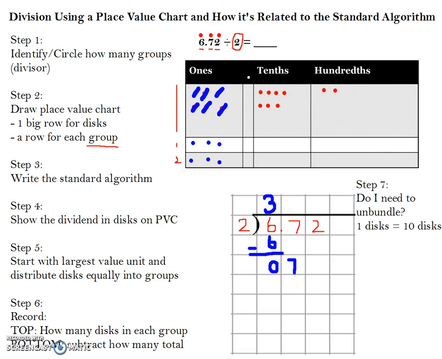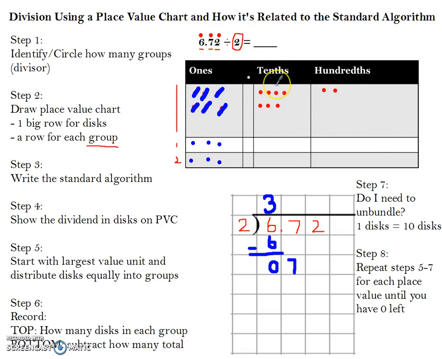Step 7 is also asking yourself, do I need to unbundle? If I had any leftover discs and I couldn't divide them equally into my groups, I would need to unbundle those discs to the next column. And in case of unbundling, 1 disc would equal 10 discs in the next column over. But because I didn't have any extra discs here in the ones column, I do not need to unbundle on this step. Step 8 is to repeat steps 5 through 7 for each place value until you end up with 0 discs left. I did the ones column, so now I move on to the tenths.